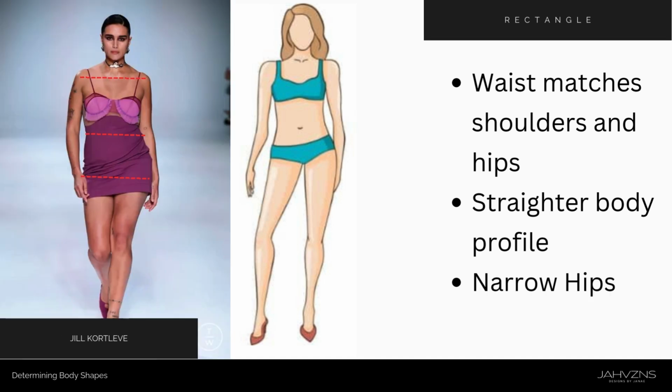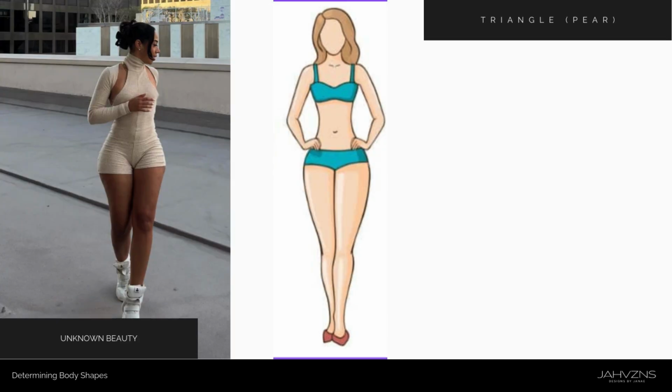Another example would be mid-size model Jill. This is the perfect example that body types do not equate to how much a person weighs. There is a strict focus on the person's body shape. Jill has all equal points in her shoulders, waist, and hips. Another identifier is that people who are rectangle shaped also have narrow hips. You can check out my hip size video by clicking the link in the top right corner.